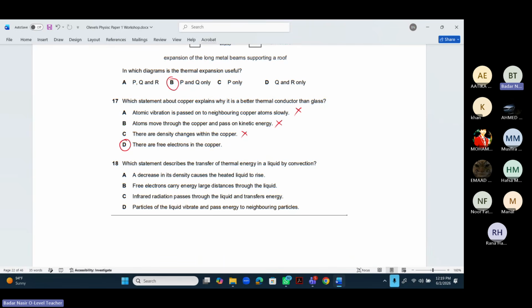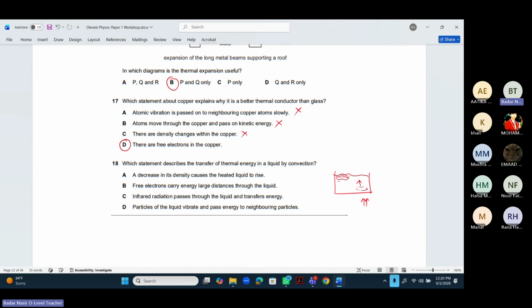Which statement describes the transfer of thermal energy in a liquid by convection? A decrease in its density. So when you heat a liquid, the hot liquid becomes less dense and rises upwards. And the colder molecules are denser, so they sink to the bottom. A decrease in its density causes the liquid to rise. So the answer to question 18 is A. Now next.